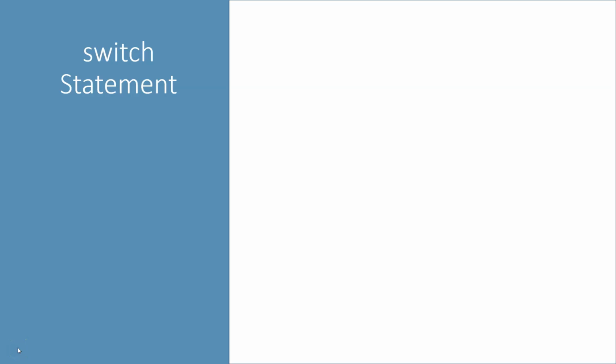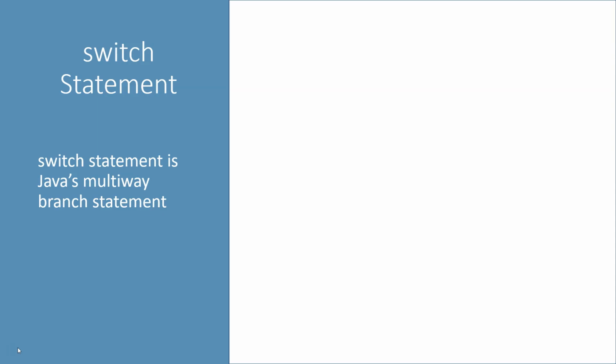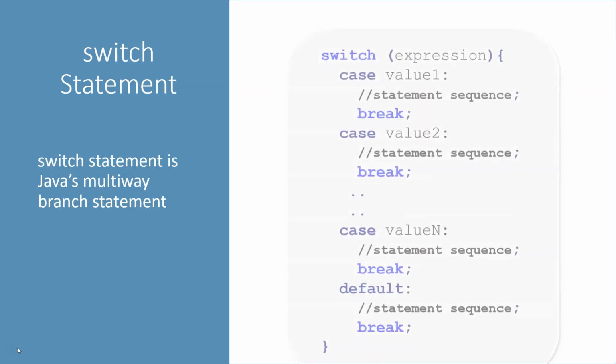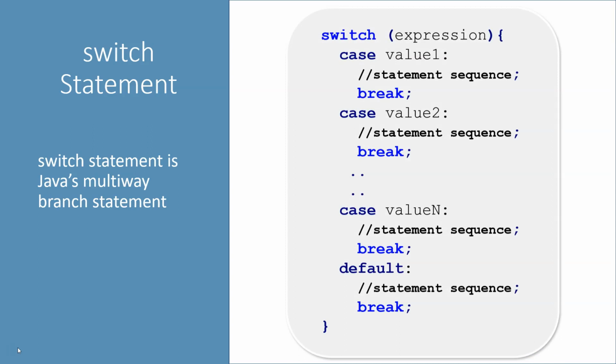We talked about testing multiple conditions for making a decision while discussing the if-else-if ladder. Java provides another control statement, the switch statement, for such multi-way branch. It follows this syntax. Let's look at a simple example of a switch statement and relate it with the syntax.